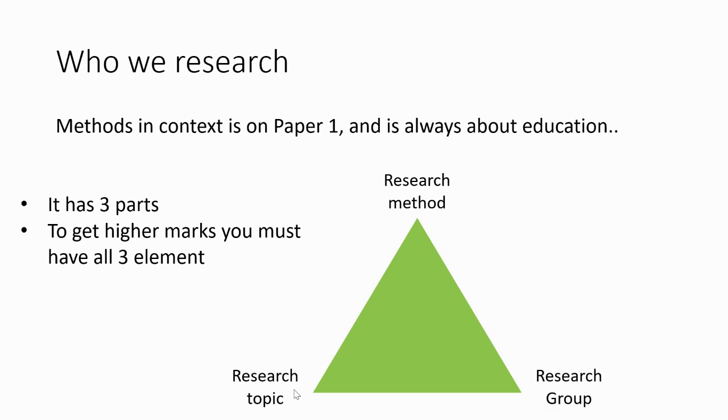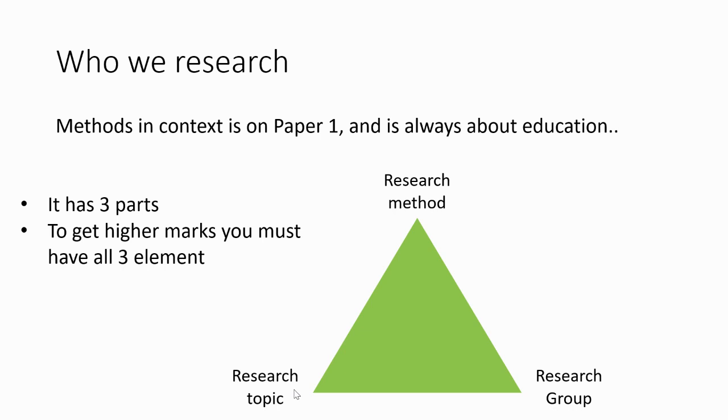Then generally there'd be a research group. Now this could be in the question itself, or it could actually just be within the item. It may be more than one research group as well. So the item sometimes talks about pupils and parents, for example. So as long as you're talking about at least one of those throughout your answer.